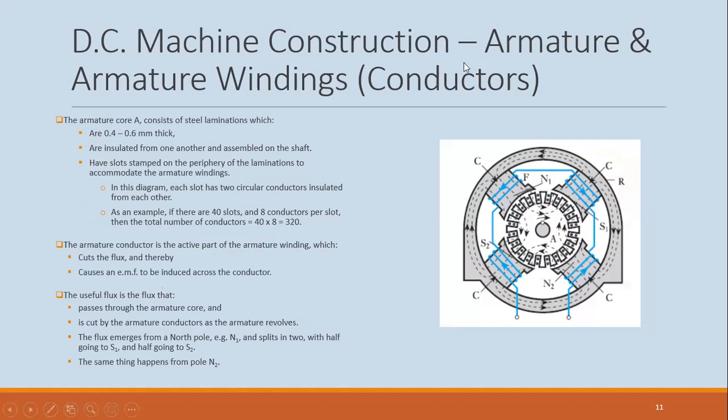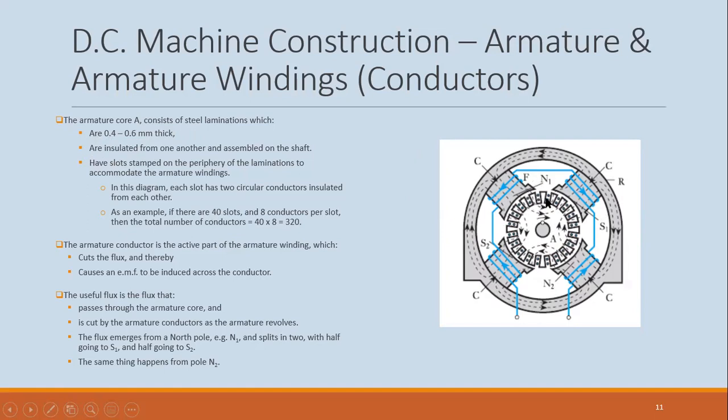Now the armature winding and the armature itself. So again, the armature now is made up of laminations, and you can see the sizes here, 0.4 to 0.6 millimeter thick. Each of those laminations are insulated from each other, and they have slots on the periphery of the armature, so at the outer end.